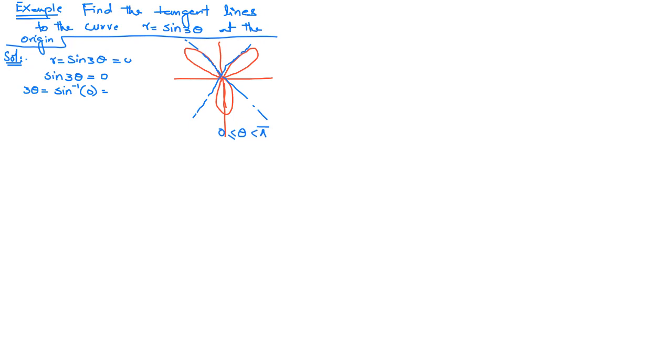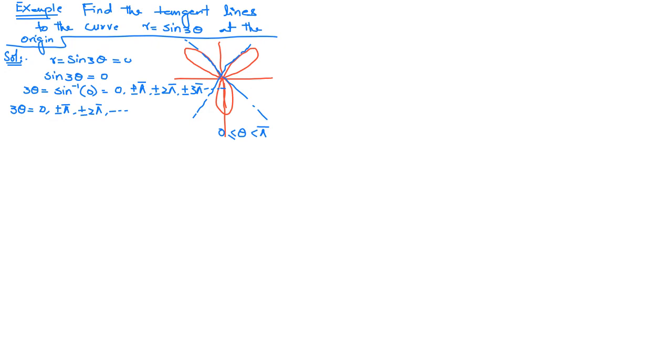Sine of 0 is equal to 0. Sine of plus minus pi is equal to 0. Sine of plus minus 2 pi is equal to 0. Sine of plus minus 3 pi is equal to 0, and so on. Okay, it means 3 theta is equal to 0, plus minus pi, plus minus 2 pi, and you can say it is continuous, like up to 4 pi, 5 pi, 6 pi, 7 pi, like this.